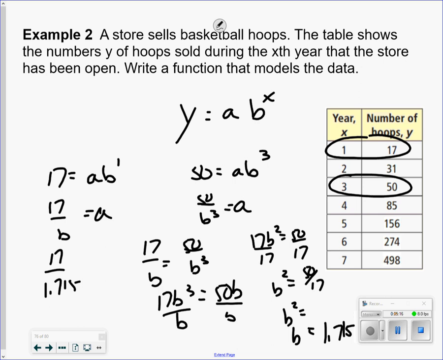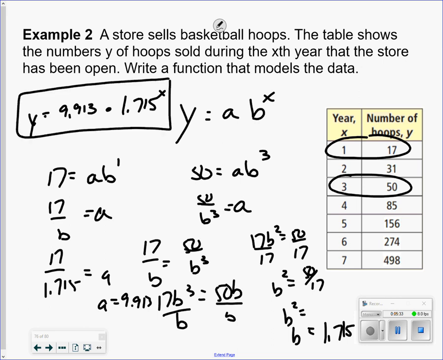I get B to B, or A to B, sorry, 9.913. So in this particular situation, Y equals 9.913 times 1.715 raised to the x. So there's my model. That's the model that I would use.